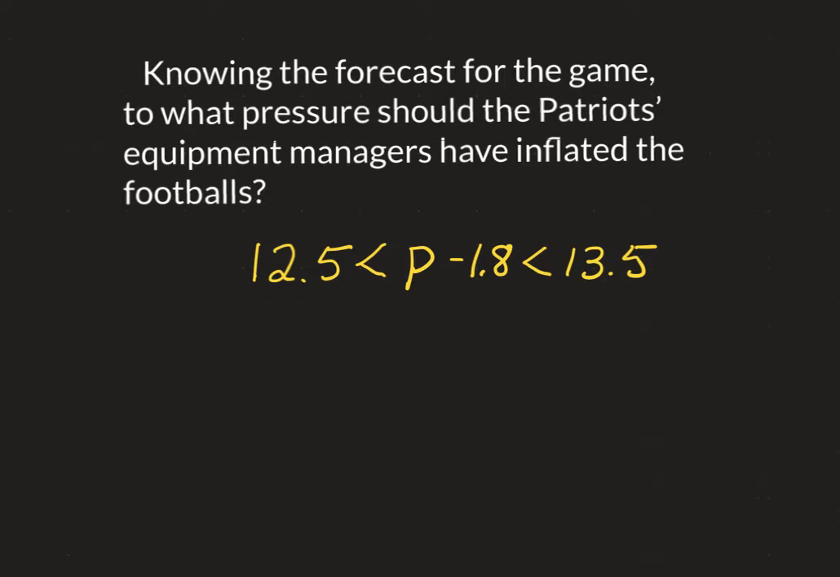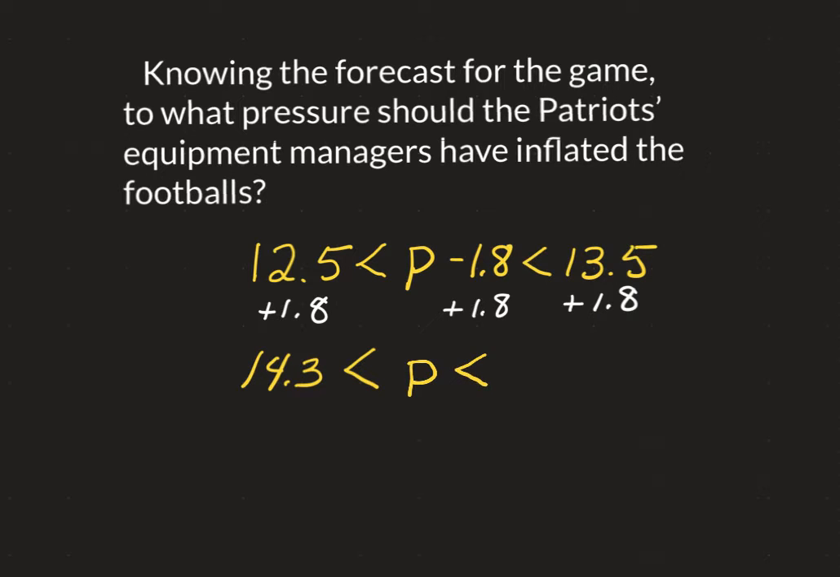So to solve this one, we're going to have to add 1.8 to the middle to get that to be 0, and to isolate our p, we're going to have to add 1.8 on the right side and 1.8 on the left side. And so what do we have then? We have 14.3. That's over the 13.5 limit, but that would mean when it was out on the field after a very short time, it would be within the correct range of pressures. So there's my pressure there.